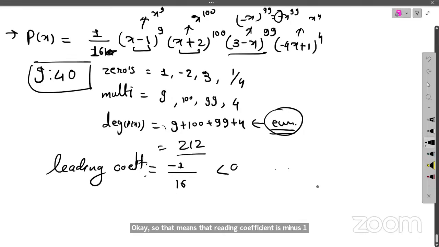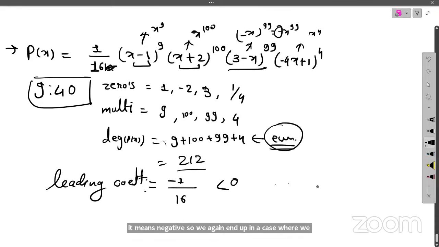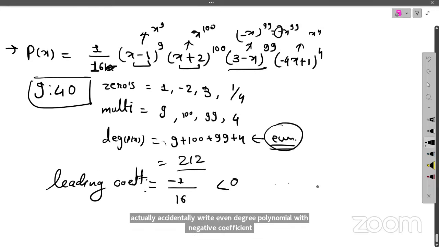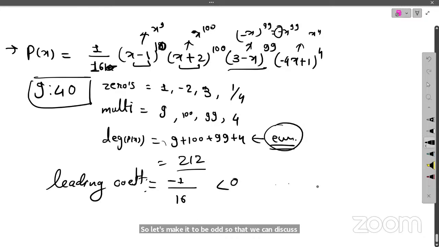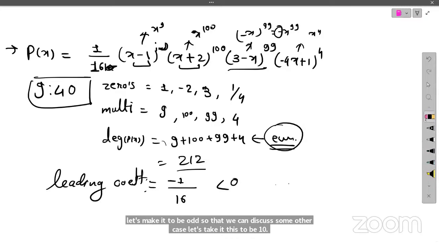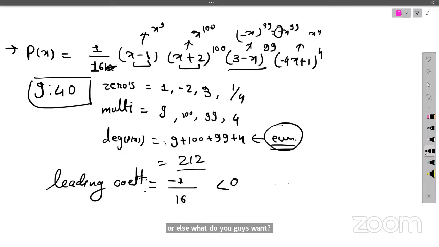That means negative. So we again end up in a case where we accidentally write an even degree polynomial with a negative coefficient. So let's make it odd so that we can discuss some other case. Let's take this to be 10. Or else, what do you guys want? This one or the 10?